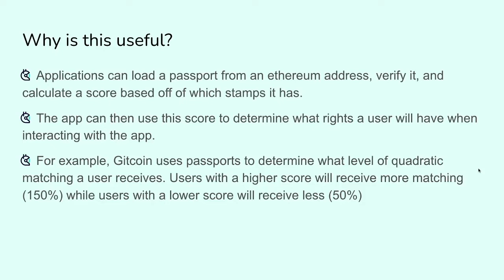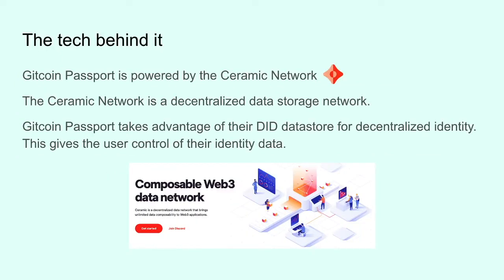So for example, Gitcoin uses passports to determine what level of quadratic matching a user receives. Users with a higher score will receive more matching, 150% matching, while users with a lower score will receive less matching, only 50% matching.